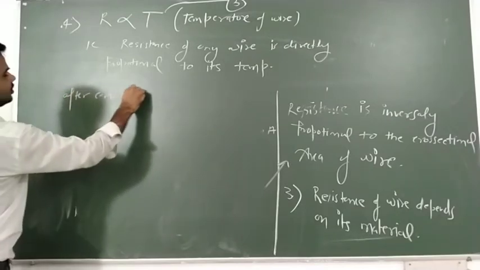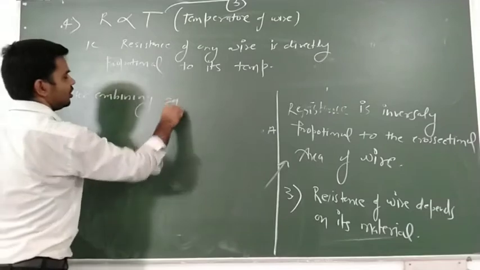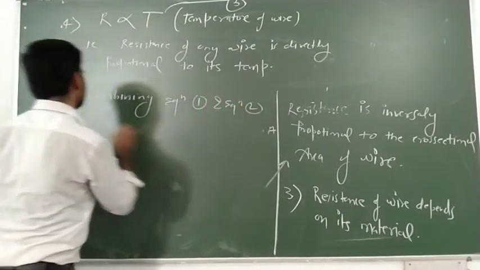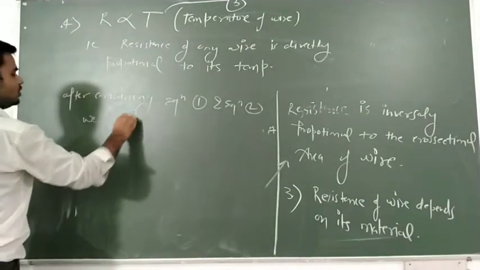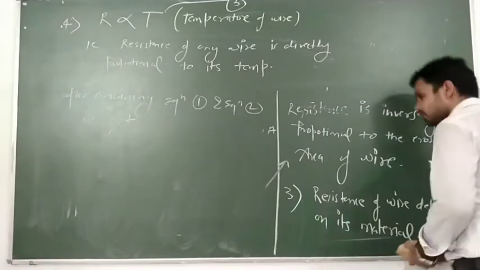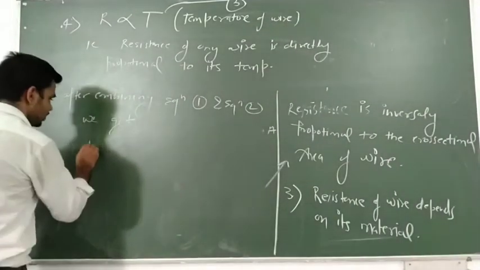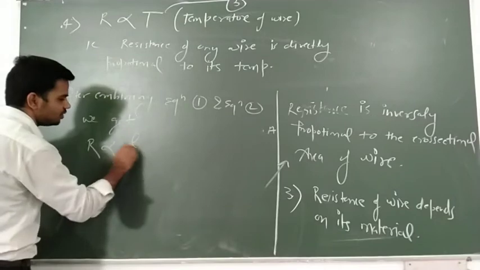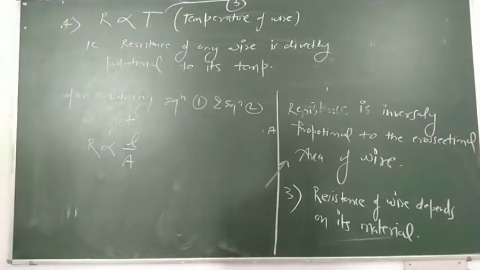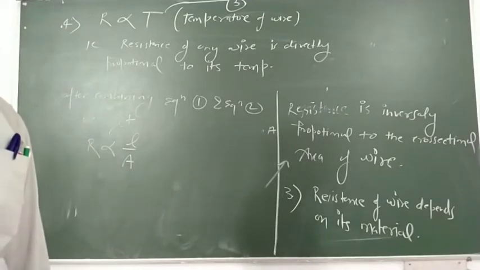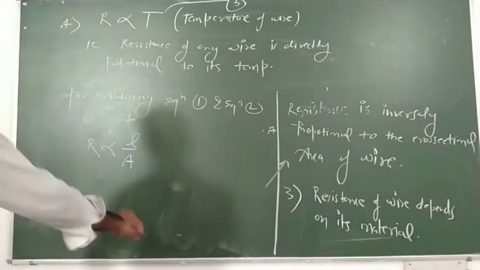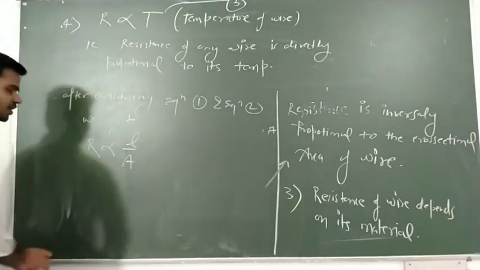After combining equation 1 and equation 2, we get: resistance is directly proportional to length upon cross-sectional area. Length is in the numerator and cross-sectional area appears in the denominator.